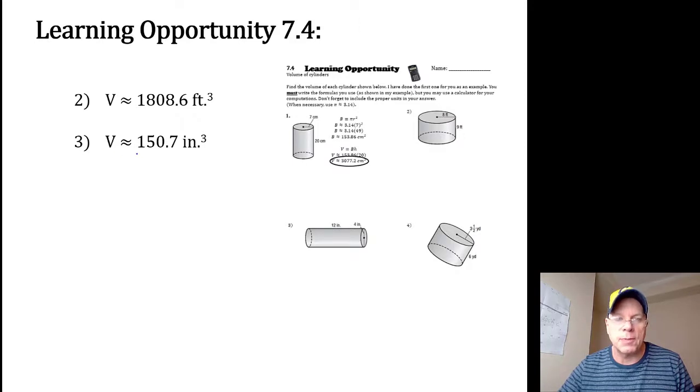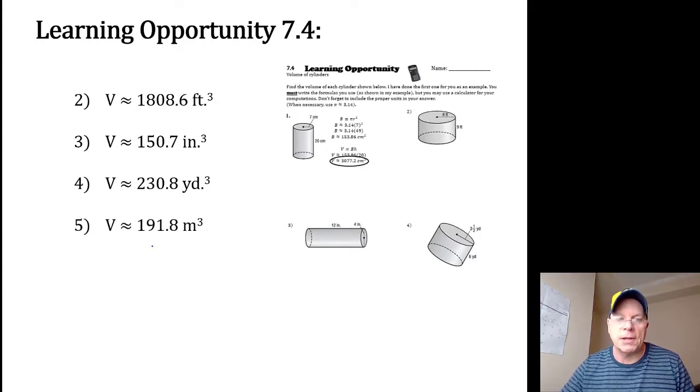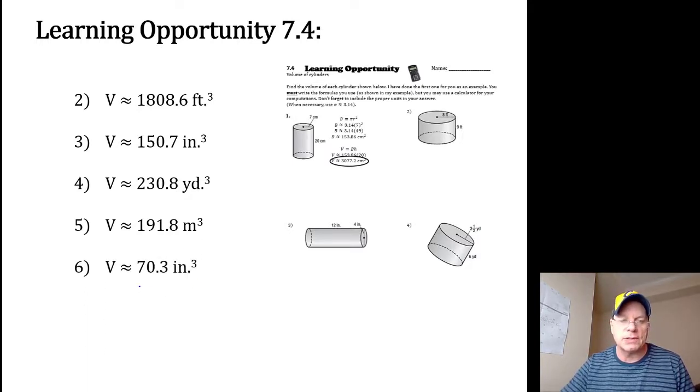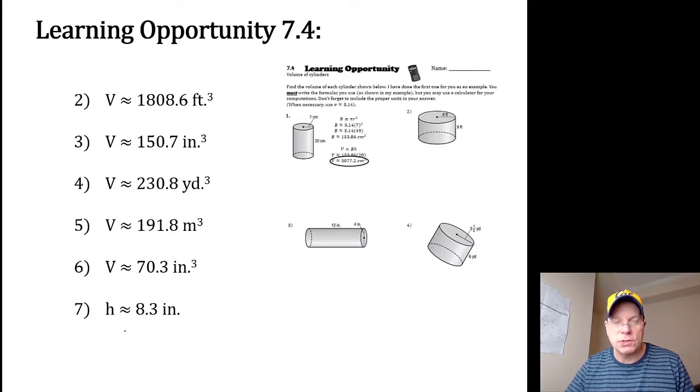Number 3, the volume is approximately 150.7. If there's a slight difference due to rounding, that's okay. Inches cubed. Number 4, the volume is approximately 230.8 cubic yards. Number 5, the volume is approximately 191 and 8/10 meters cubed. Number 6, the volume is 70 and 3/10 inches cubed. And number 7 was on the homework help video.